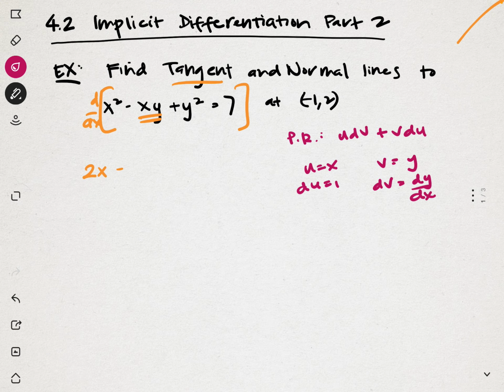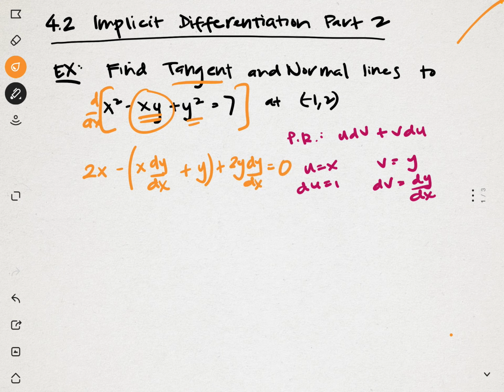Okay, so let's go back in here with the orange. So u dv, so x dy dx plus, and we should put parentheses around here because we're subtracting this whole thing, v du, so y times 1 is y. And then the derivative of the third part is 2y dy dx equals, and then the derivative of 7 is 0.